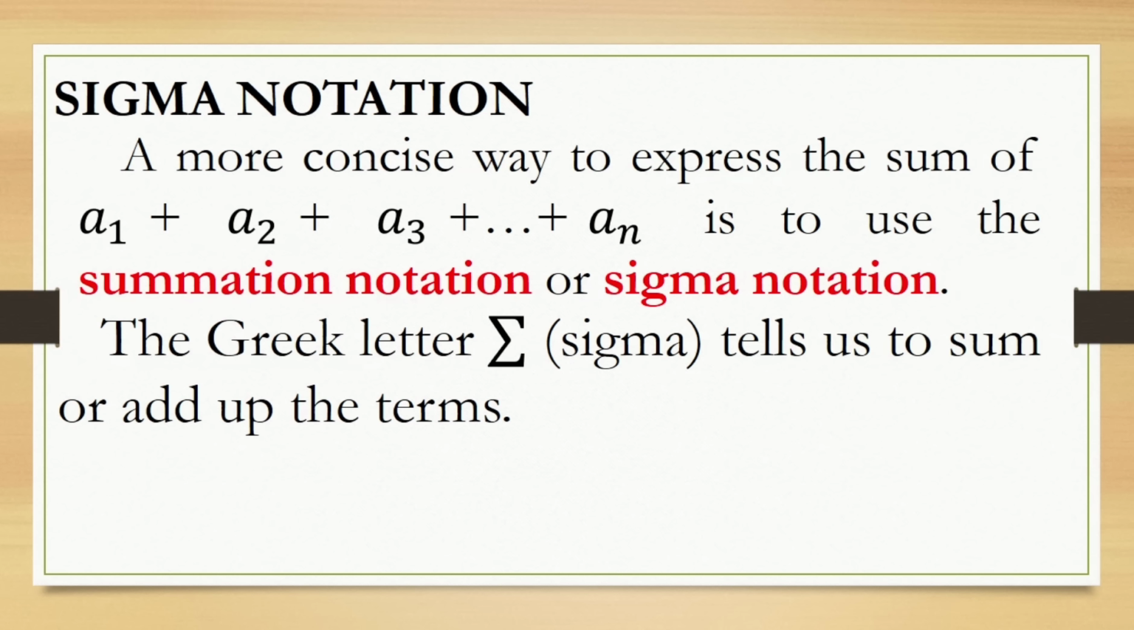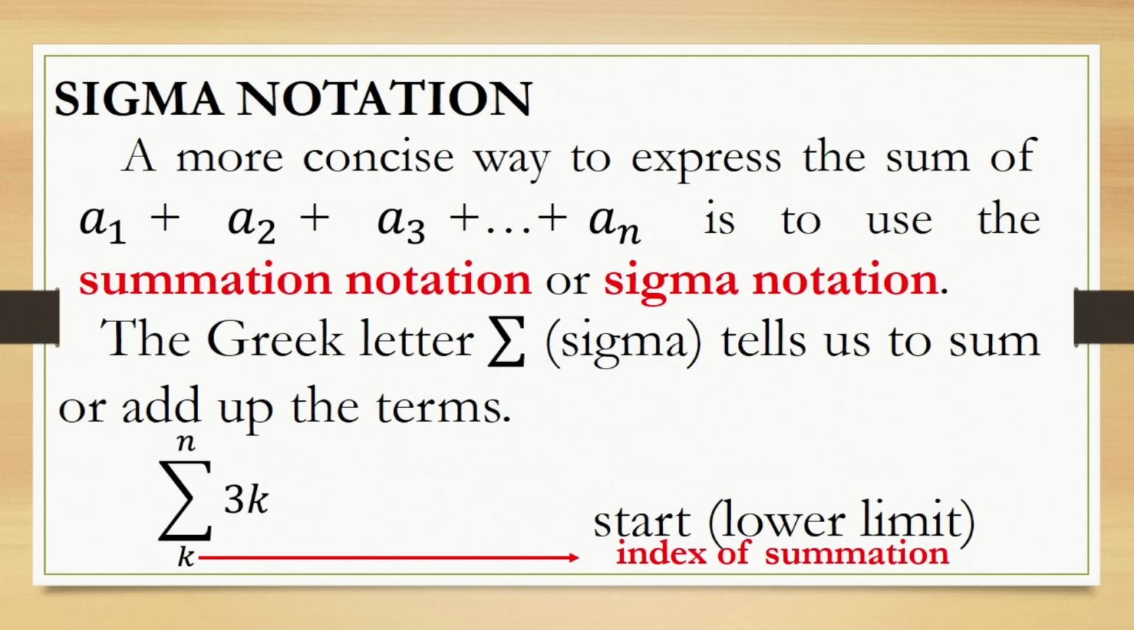So ano ba to? Paano ba siya ginagamit? So the summation of 3 times k starts with, ito yon. So itong k na to, ito yung tinatawag nating index of summation. Pag sinabi nating index, dyan tayo magsisimula. O yung tinatawag nating lower limit. So yung k na yan yung number kung saan tayo magsisimulang mag-substitute doon sa 3 times k.